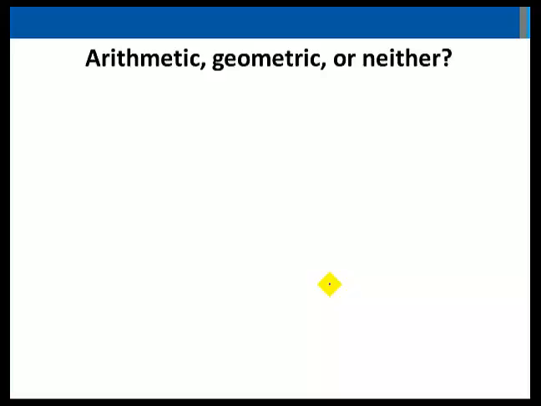Next, let's look at some sequences and determine if they're arithmetic, geometric, or neither. For this first sequence, we have 1, 1/2, 1/3, 1/4. To determine if this is arithmetic, if we go from the first term to the second, I would subtract 1/2. As I go from the second term to the third, I would subtract 1/6. So I can tell this is not arithmetic, because to be arithmetic, we would need to add or subtract the same number each time we go from one term to the next.